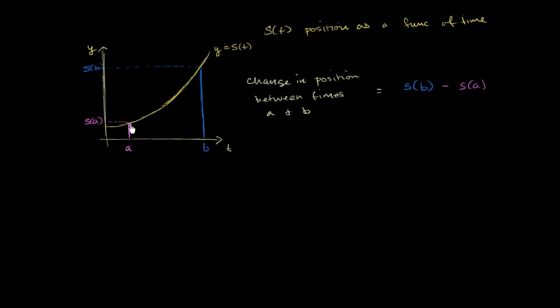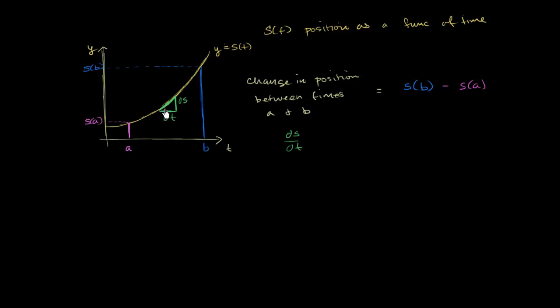But now let's think about what happens if we take the derivative of this function. What happens when we take the derivative of a position as a function of time? Remember, the derivative gives us the slope of the tangent line at any point. So let's say we're looking at a point right over there. The slope of the tangent line tells us, for a very, very small change in t, how much are we changing in position? So we write that as ds dt, the derivative of our position function at any given time.